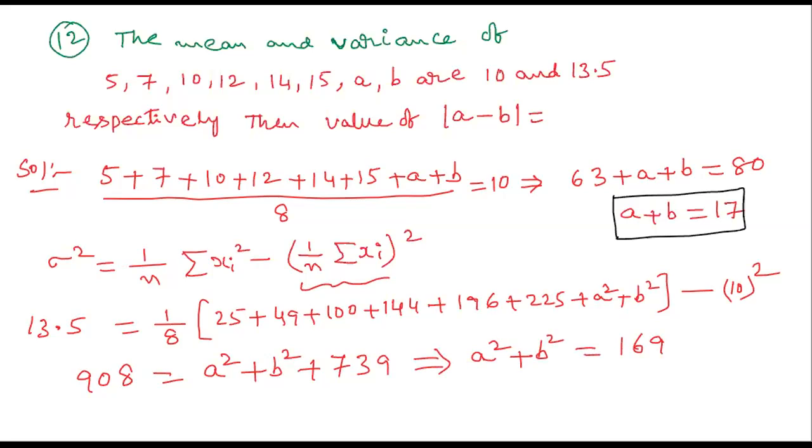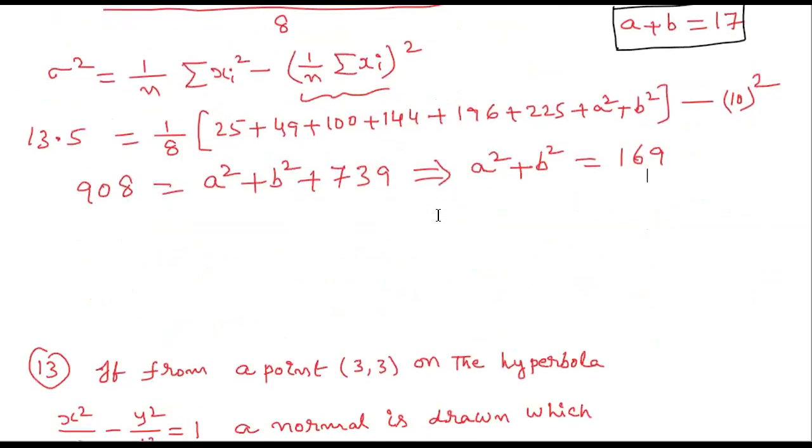Now we need to find ab. So what is the a square plus b square formula? A square plus b square.